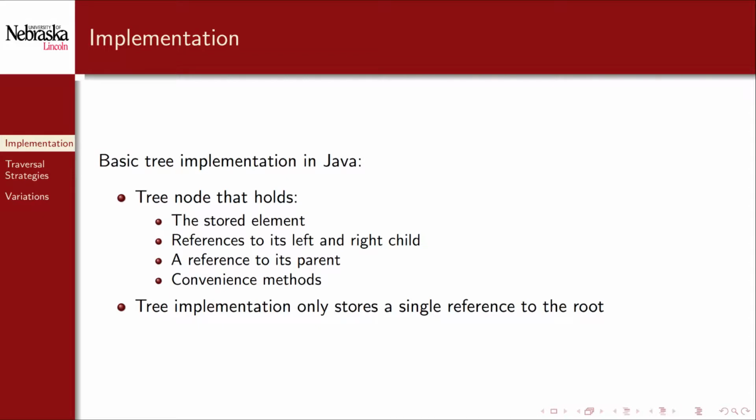Before we develop any algorithms for trees, we need to understand how to implement a tree data structure. To illustrate the basic ideas, we'll design a simple binary tree in Java. To do this, we first need to design a tree node class that stores elements that we want to store in the nodes, as well as references to its left and right children. For convenience, we'll also include a reference to the node's parent to enable traversing up the tree. We'll also include several convenience methods. Finally, we'll use this node class in a binary tree implementation that simply stores a single node reference to the root.